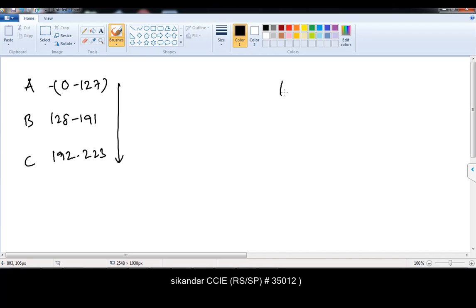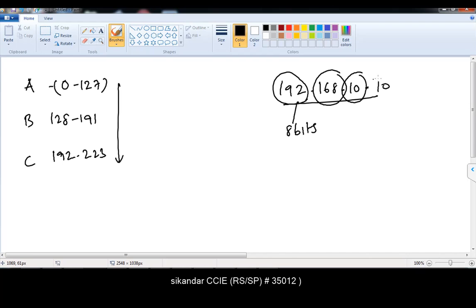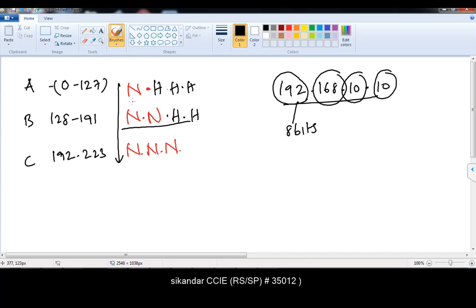We know that there are 4 portions. If I say 192.168.10.10, we got 4 portions. Each and every portion represents 8 bits. These 4 portions are again further divided into 2 parts: the network part, and then the host part. In general in A class there is 1 network portion and 3 host portions. In case of B class, 2 network and 2 host. In case of C class, 3 network and 1 host.